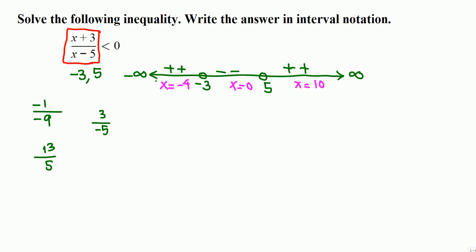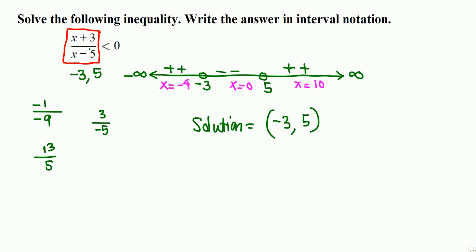Okay, so for any number between negative infinity and negative 3, this function becomes positive. But we want the function, this fraction, to be less than 0, meaning negative, which is between negative 3 and 5. So the solution is negative 3 through 5, and strictly less than 0, so parentheses in both cases.